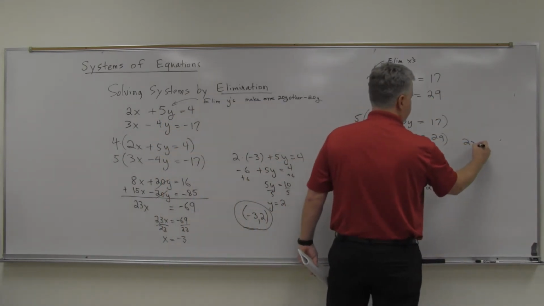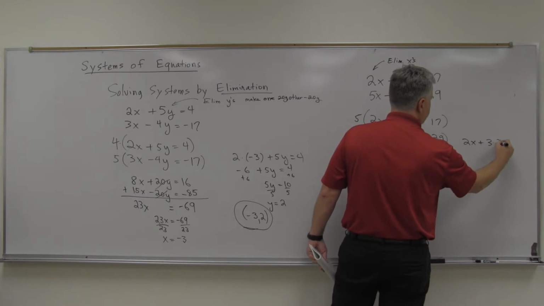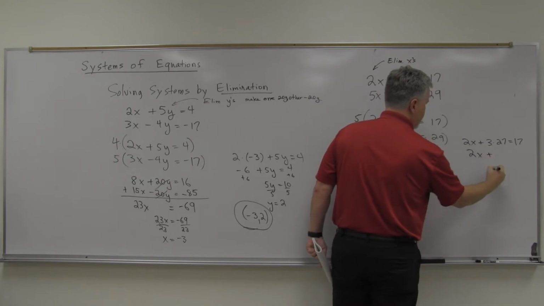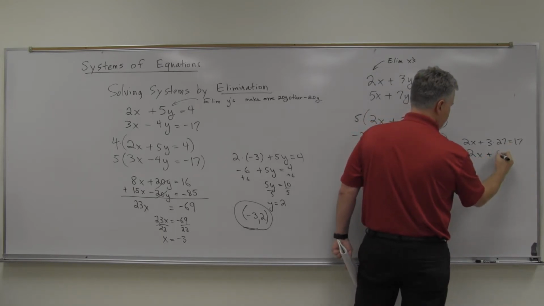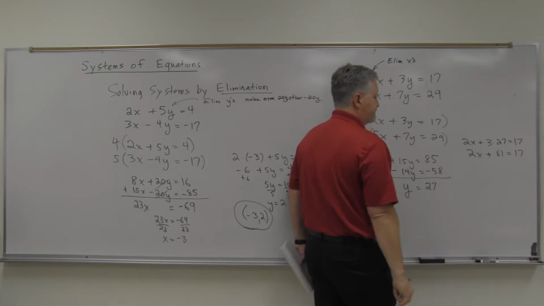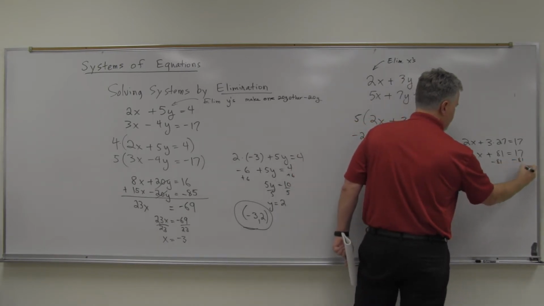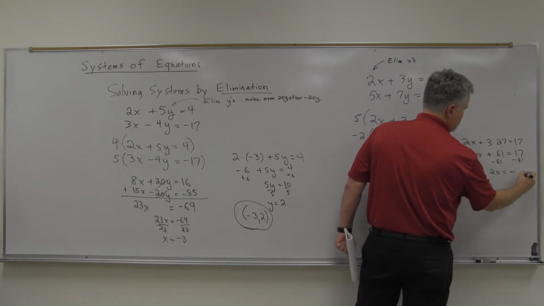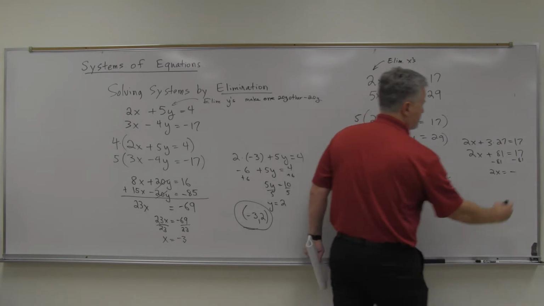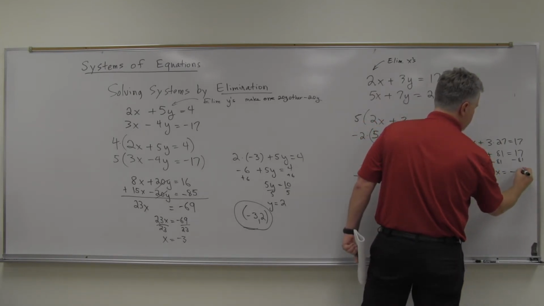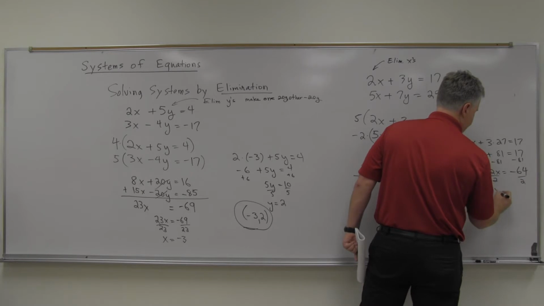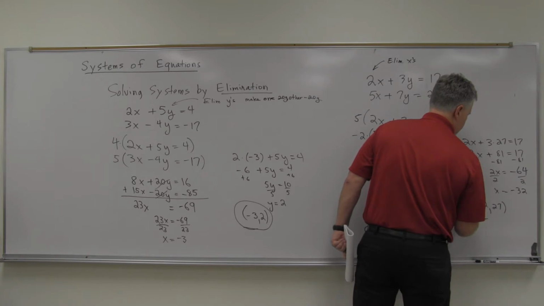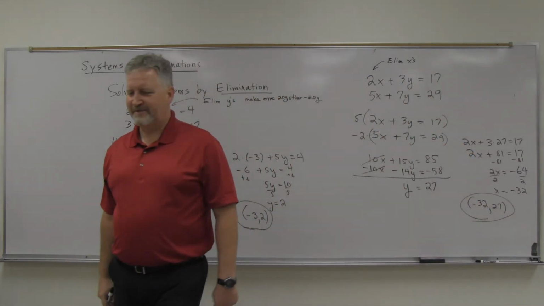Now we just have to figure out the x. Plug in our 27 for y, and we get the x, 81, 17. I'm going to subtract the 81 and divide by 2. Is that -64? Divided by 2, so x is -32. So we got -32, comma 27 as the solution. Here again, we get one solution.